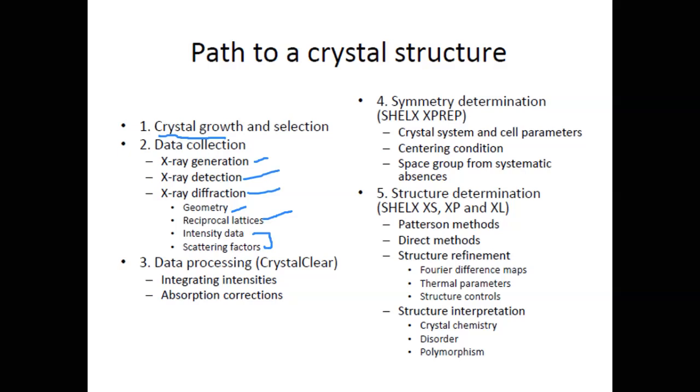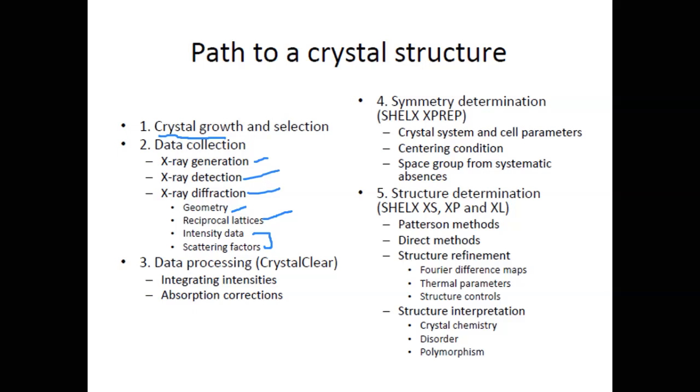Now for data processing, you've been exposed to a little bit of this when we were doing the auto indexing the other day. CrystalClear is an older software, but now we use CrysAlisPro. And so with the software, we're going to integrate intensities. So we're going to find HKL values and apply intensity to those HKL values, absorption corrections, etc. So all of this is done using software.